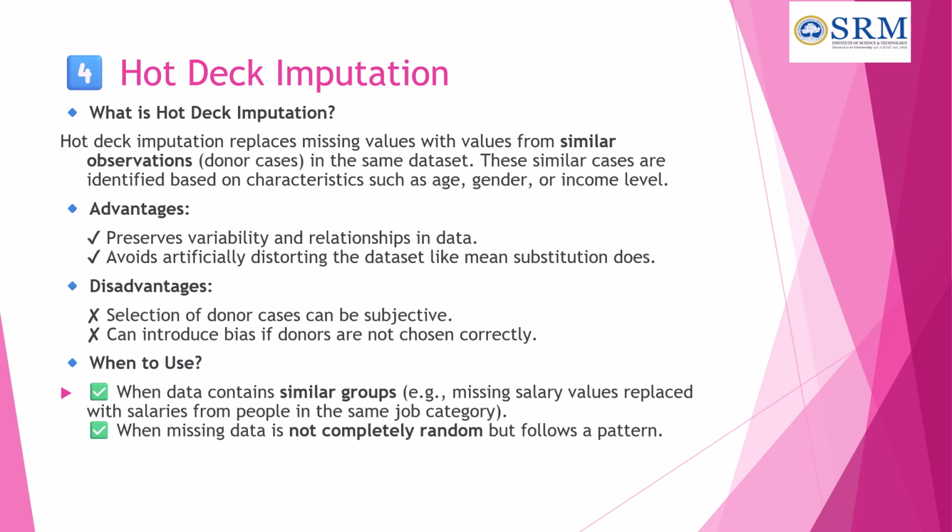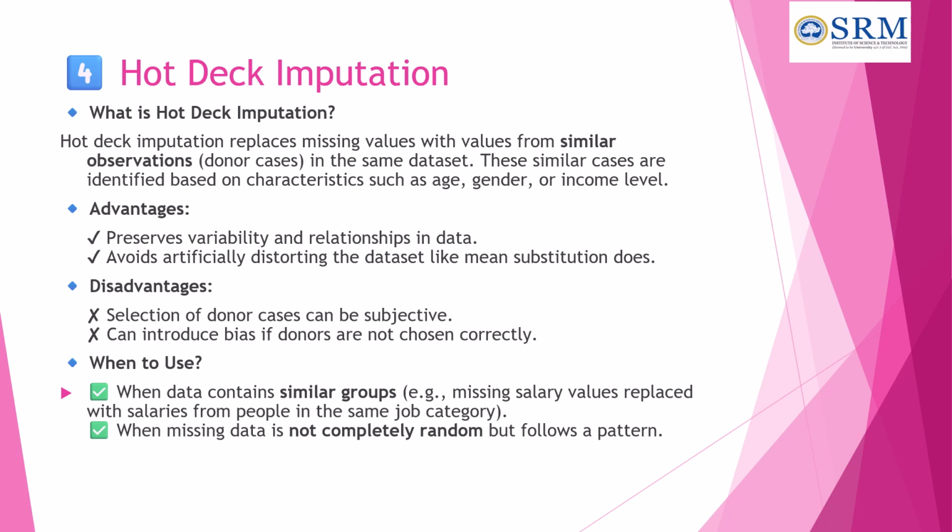Hot deck imputation is a method where missing values are filled in using values from other similar cases within the same dataset. For example, if someone's salary is missing, we might use the salary of another person who has similar characteristics like age, gender, or job type.